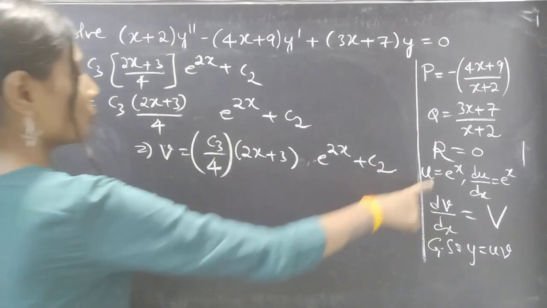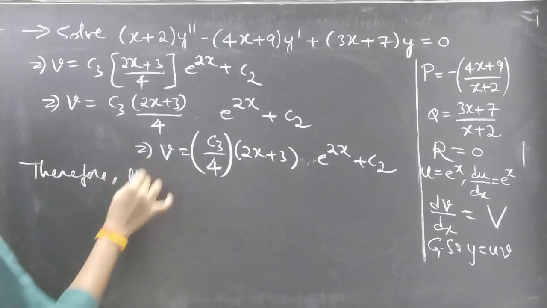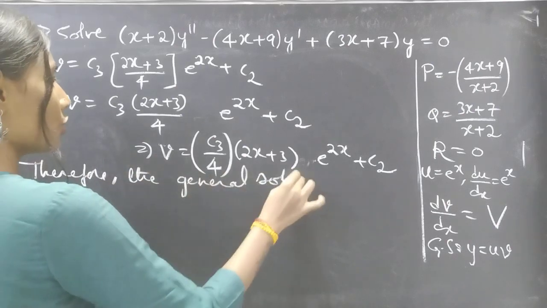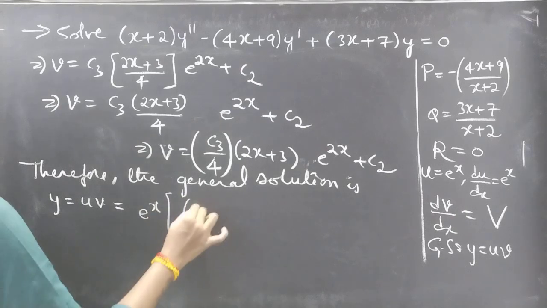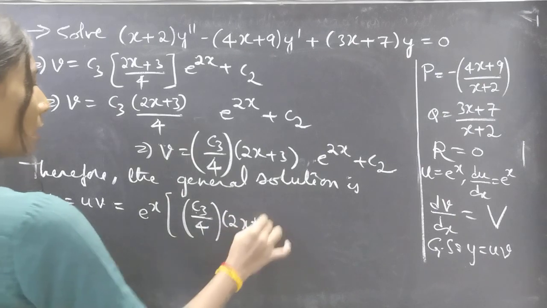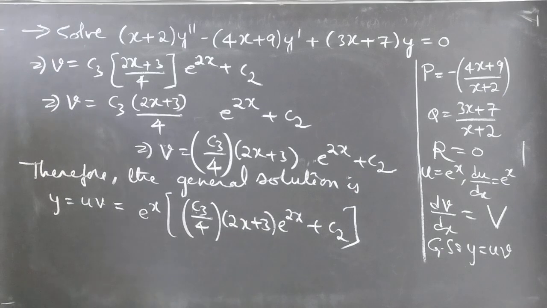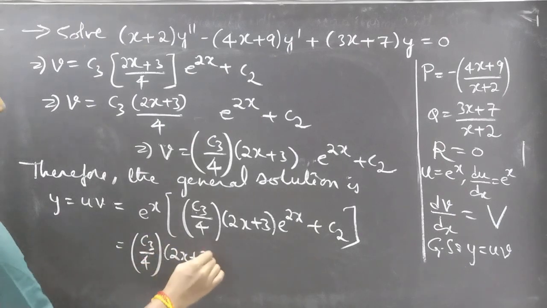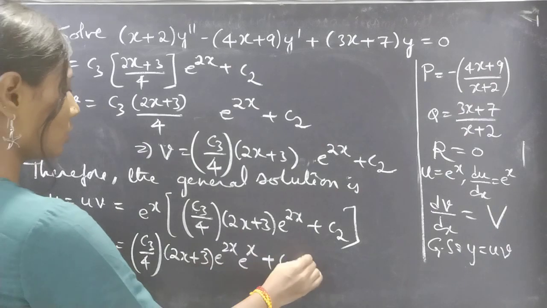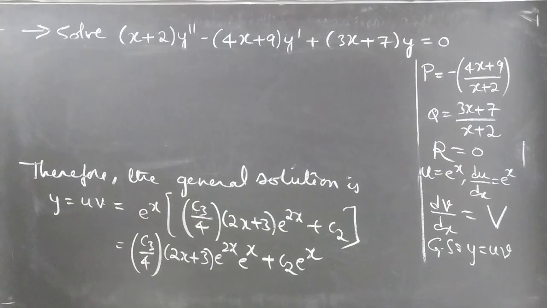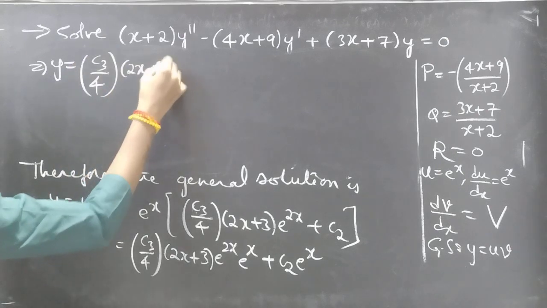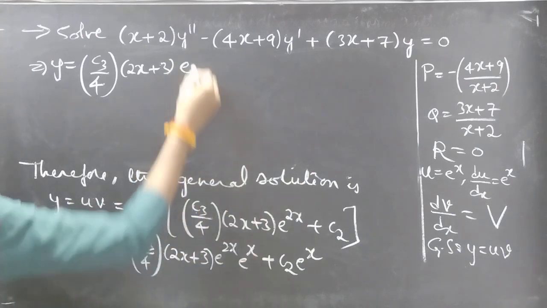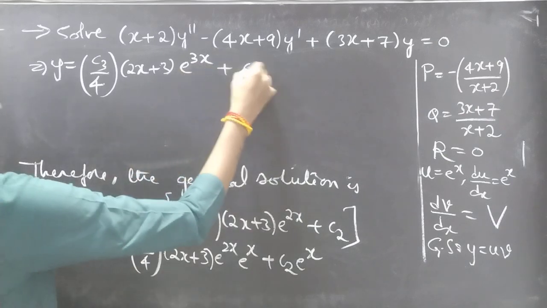So we got v and already we have u, so let's write the general solution. Therefore, the general solution is given by y equal to u into v, which equals e power x, u is e power x, into v, which is C3 by 4 into 2x plus 3 into e power 2x plus C2, which equals C3 by 4 into 2x plus 3 into e power 2x into e power x plus C2 e power x. Then y equals C3 by 4 into 2x plus 3 into e power 2x into e power x, which is e power 2x plus x. Just add the powers. We'll get 2x plus x is 3x, plus C2 e power x.